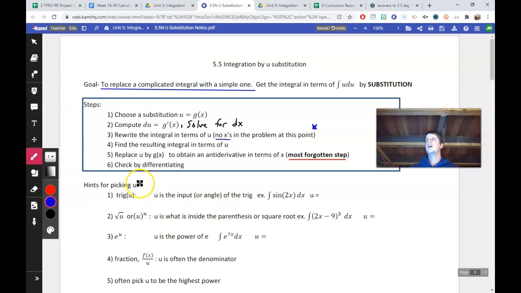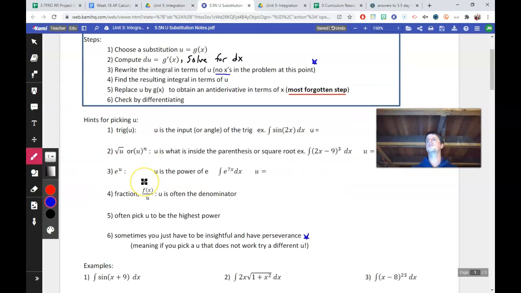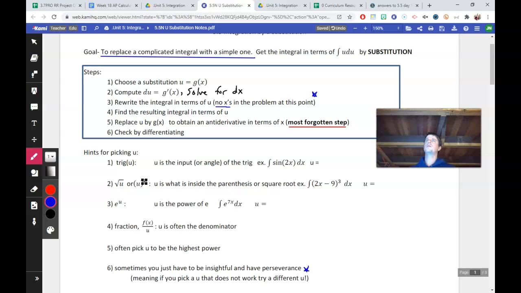So I said choose a substitution in u, so how do you know what to choose to replace with u? Well, this gets to what we did in pre-calculus a little bit, which is function composition. Remember, you're looking for a function on the inside and a function on the outside. You're actually looking for that function on the inside, okay? Because remember, this is the opposite of chain rule. So you're kind of asking, well, what was on the inside before we did the chain rule?